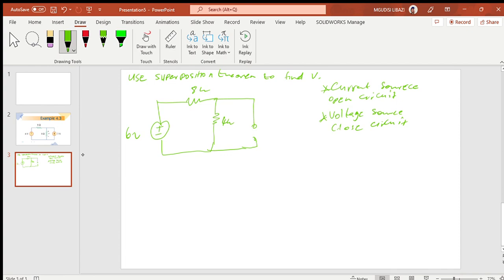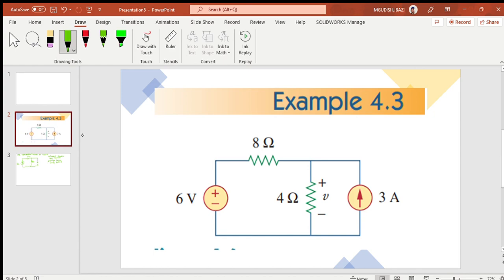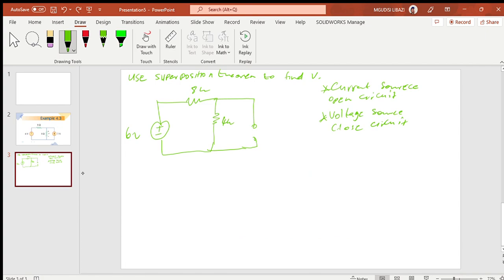If you check, there was a current source here. We removed it and replaced it with an open circuit. Now we're going to calculate, since they want the voltage, we can use voltage division because we have 6 V here. That means we can use voltage division to find the voltage at the 4 ohms. Or else, if we do not want to use voltage division, we can calculate the current.